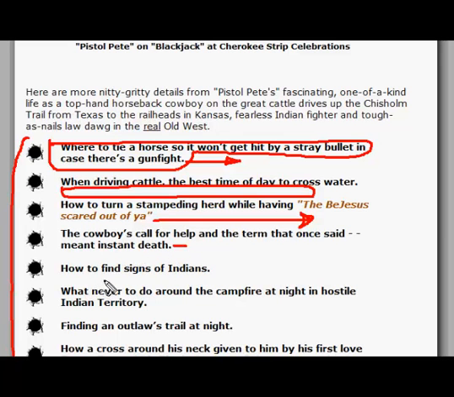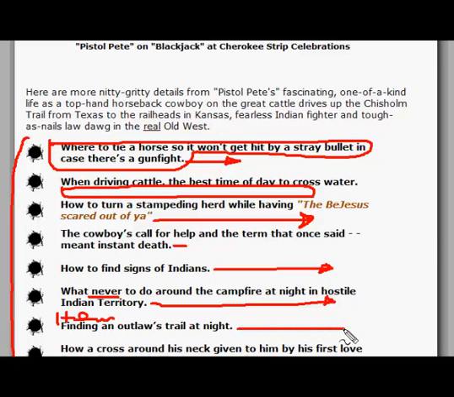This shows character. How to find signs of Indians, so that what? Why do I need to find signs of Indians? What never to do around the campfire at night in hostile territory. Okay, good, this is a good bullet point. Hostile territory. And again, I would flesh this out by maybe saying what it is not, and that might get rid of a particular myth. Finding an outlaw's trail at night. I guess this is how to find an outlaw's trail at night. And again, you might say something about the answer. The answer might surprise me.